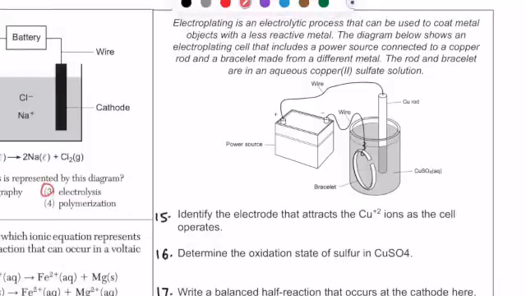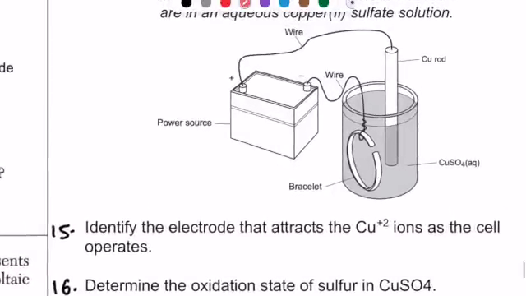And then here we see electroplating. Identify the electrode that attracts the copper ions as the cell operates. Because this is your copper electrode, let's first identify your anode and cathode. Remember, in the case of an electrolytic cell or in electroplating, the thing that is getting electroplated is always your cathode. And the other thing is always your anode.